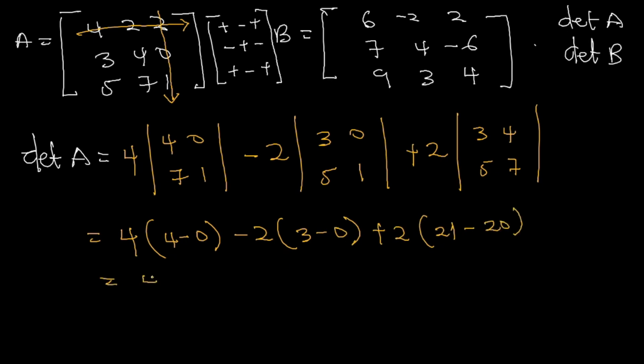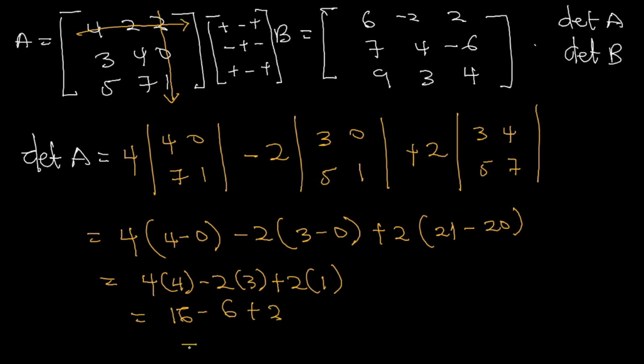So this is what? 4 multiplied by what? 4, minus 2 multiplied by 3, plus what? 2 into bracket, this and this will give me what? 1. So 4 by 4 is what? 16, minus this is 6, then what? Plus 2 over here. So 16 minus 6, that is going to give me 10, plus 2, that will give me what? 12. So the determinant of matrix E is 12, just a single value.